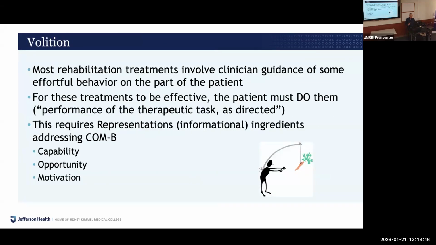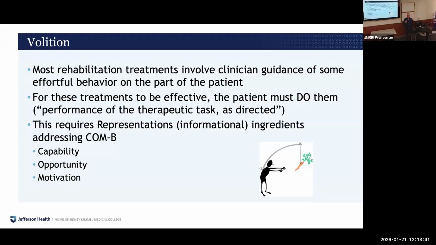Now, one final point, volition. The vast majority of rehabilitation treatments are not things we do to people, but things we guide people to do for themselves. And those we refer to as volitional treatments, meaning that they can't happen if the patient is unwilling or unable to participate. So for this kind of treatment, we have two things that need to happen.